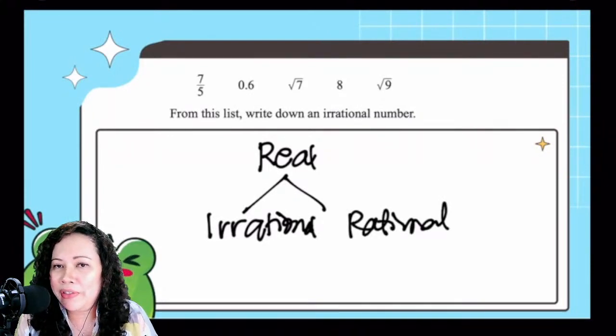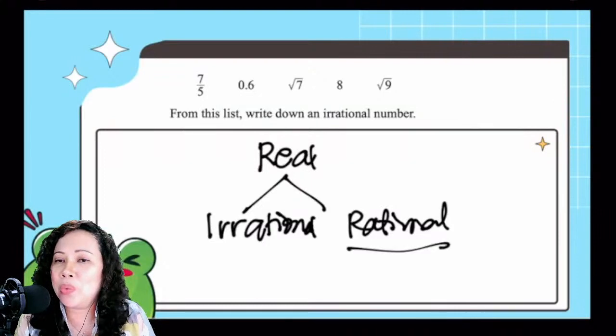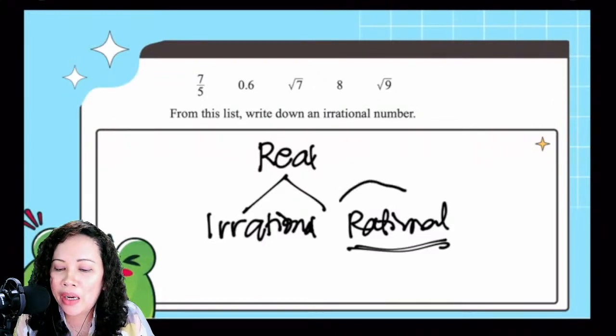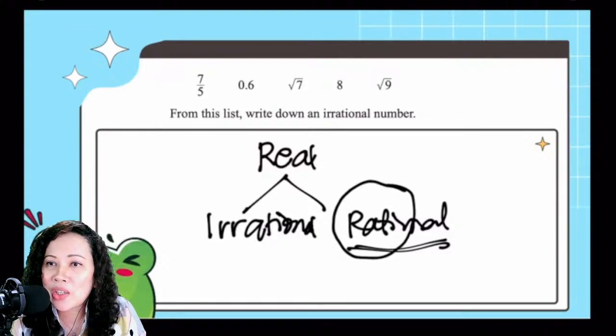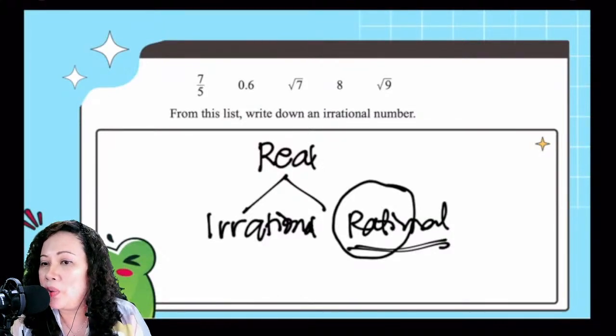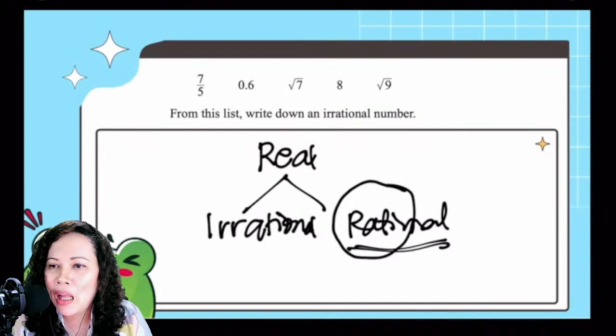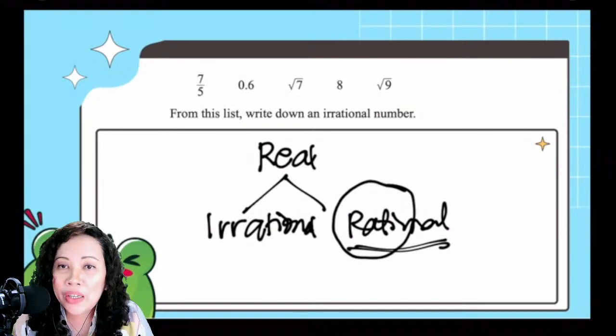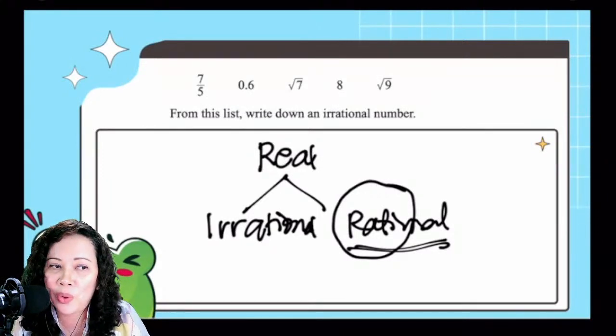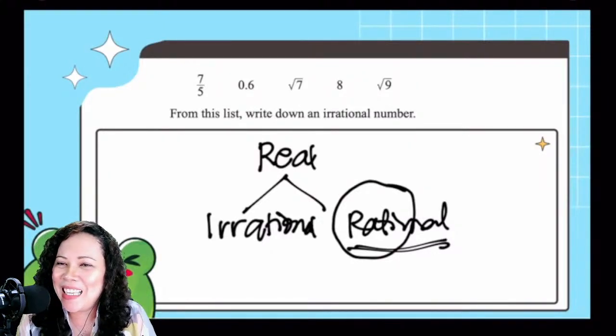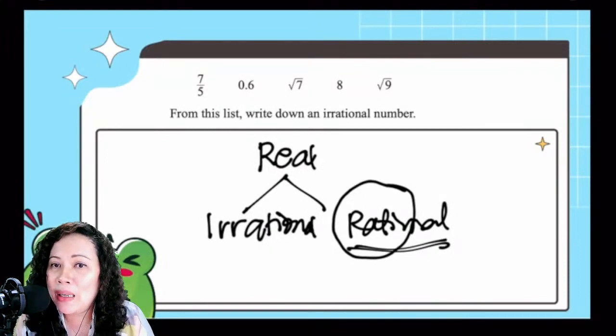So what is the difference between these two numbers? We'll start with the rational, from the word ratio. What is ratio? That means that your numbers can be in ratio form, that means fraction form. So rational numbers are numbers that can be expressed in fraction form or ratio form. For example, 1/2, negative 2/3.